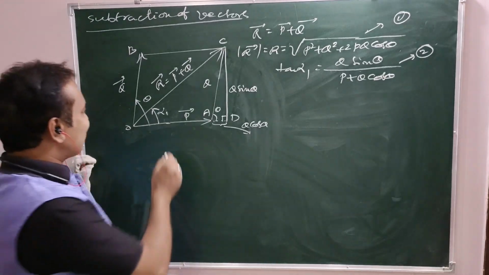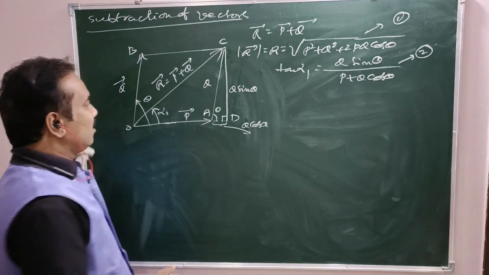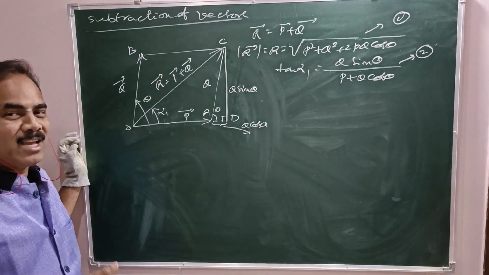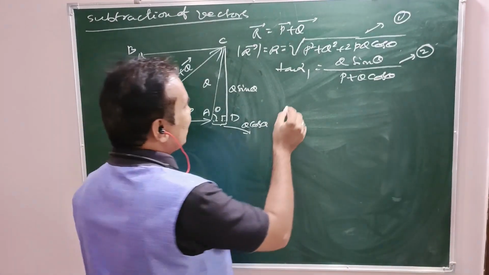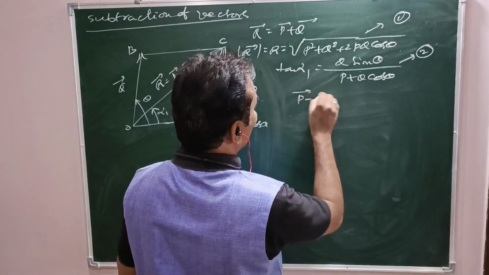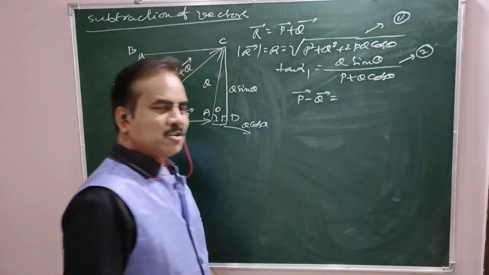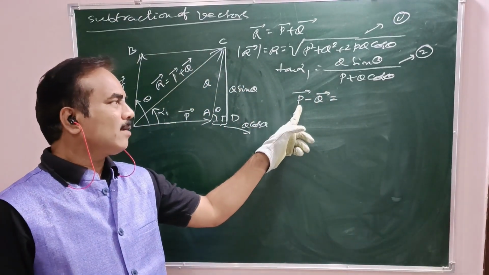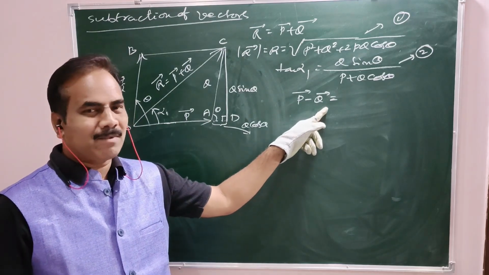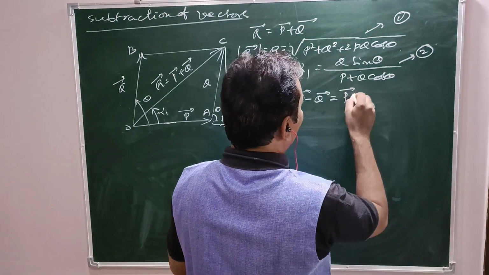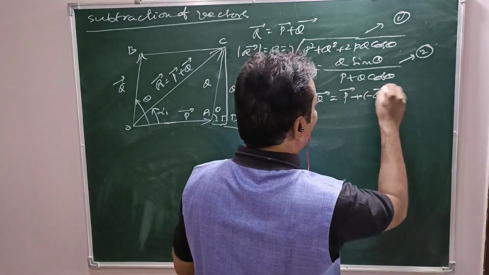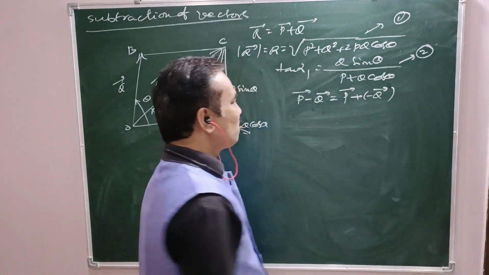We have already come across addition of vectors; this is addition of vectors only, not subtraction. Now let us see subtraction of vectors. I want to get P bar minus Q bar. How to get P bar minus Q bar? Vector P bar minus vector Q bar is subtraction of vectors. It can be written as P bar plus minus Q bar.